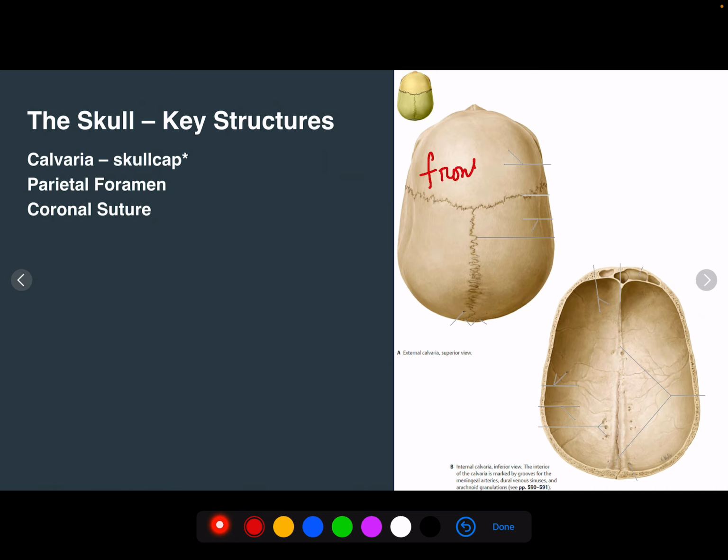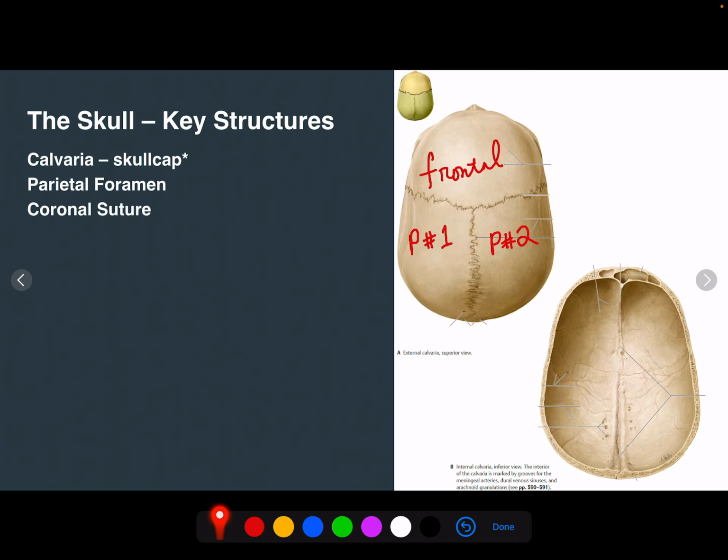Now from this view, this is a superior view. We have our frontal bone, and then we have our two parietal bones. So we can say P number 1 and P number 2. That's parietal bone number 1, parietal bone number 2, and we can't really see it here, but the occipital bone would sit in this most posterior aspect, okay?